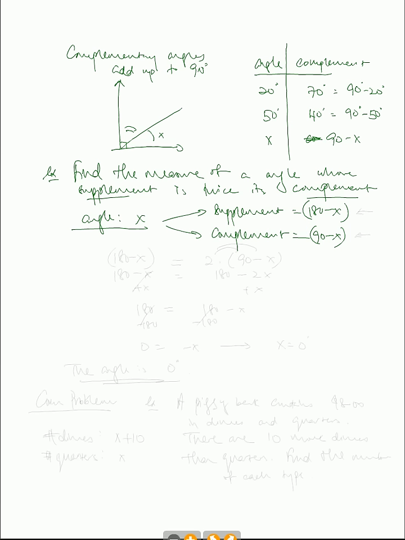So find the measure of the angle. Your job is to find x, whose supplement is twice the complement. So supplement, that's that, is means equal, twice means 2 times complement, 90 minus x. So 180 minus x is called the supplement, and 90 minus x is called the complement. So work that out.